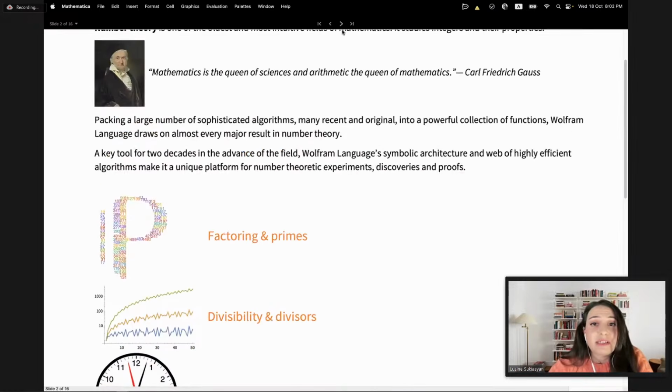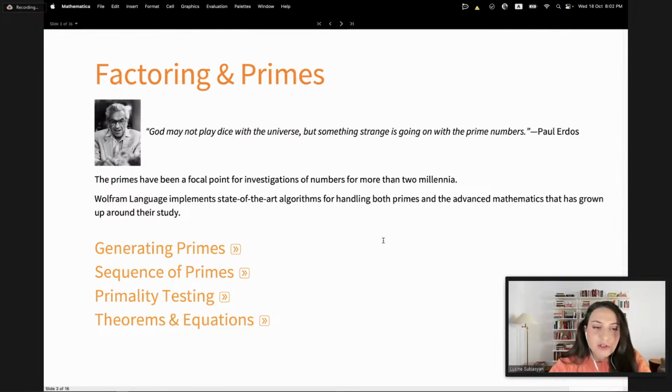So let's begin with the first group of functions, which is about factoring and primes. If you hear the words number theory, that's what comes to your mind. Probably the first thing is prime numbers. The primes have been a focal point for investigation of numbers for more than 2 millennia. And let's start with this beautiful quotation by Paul Erdos, who said, "God may not play dice with the universe, but something strange is going on with the prime numbers."